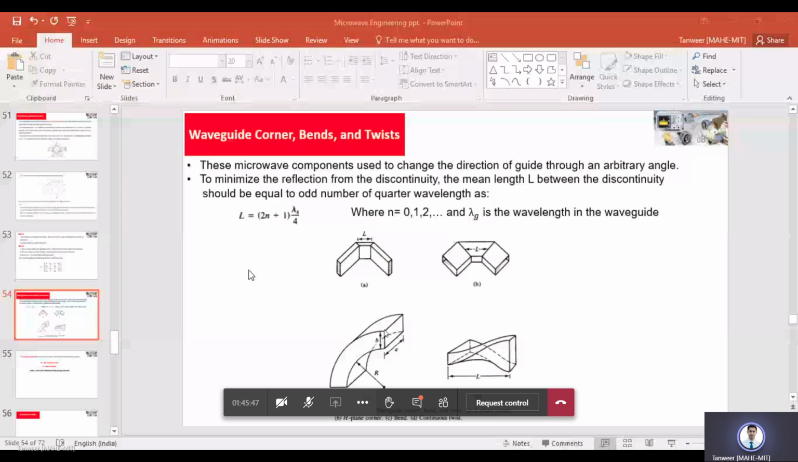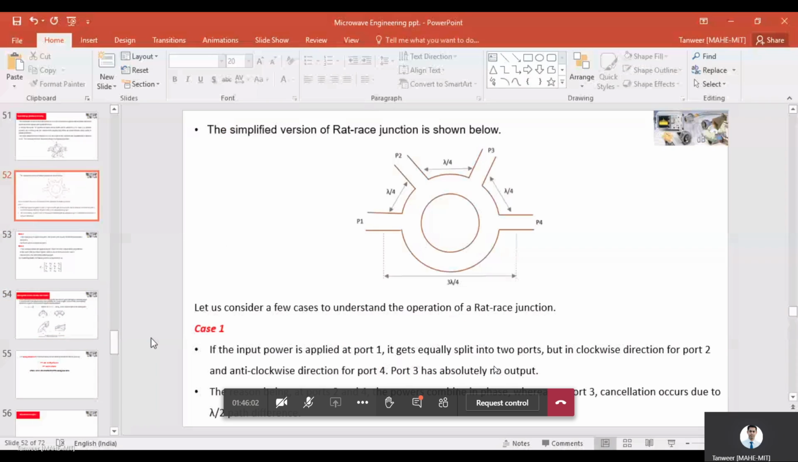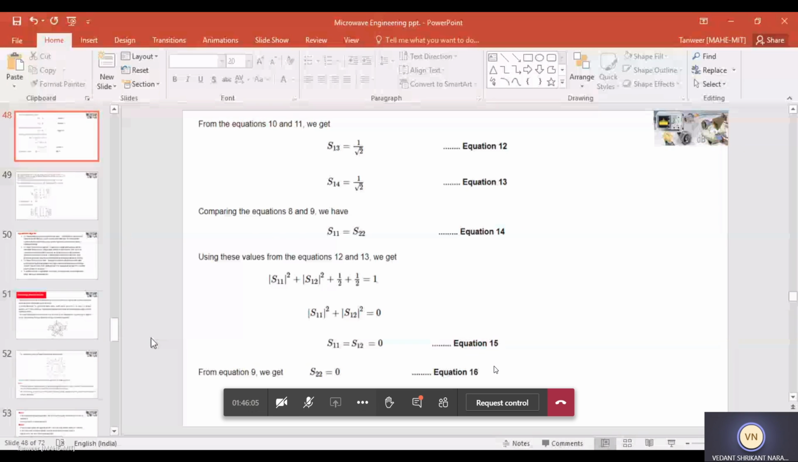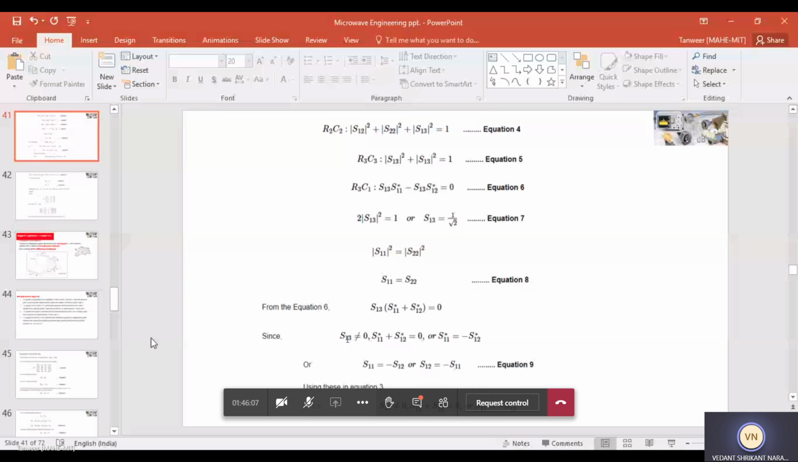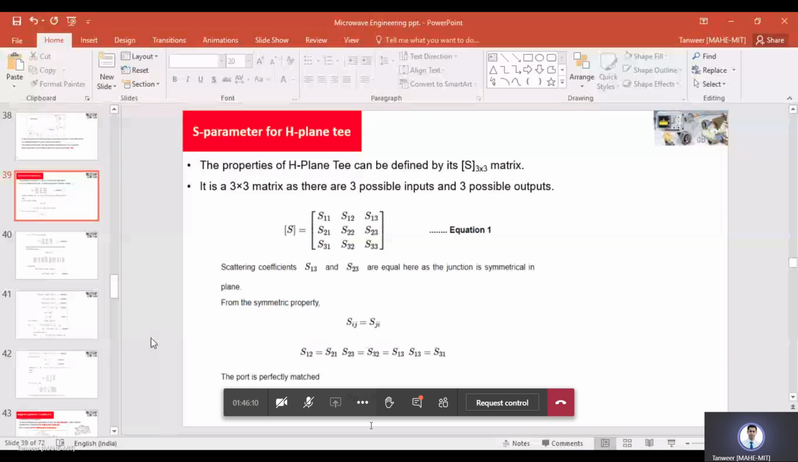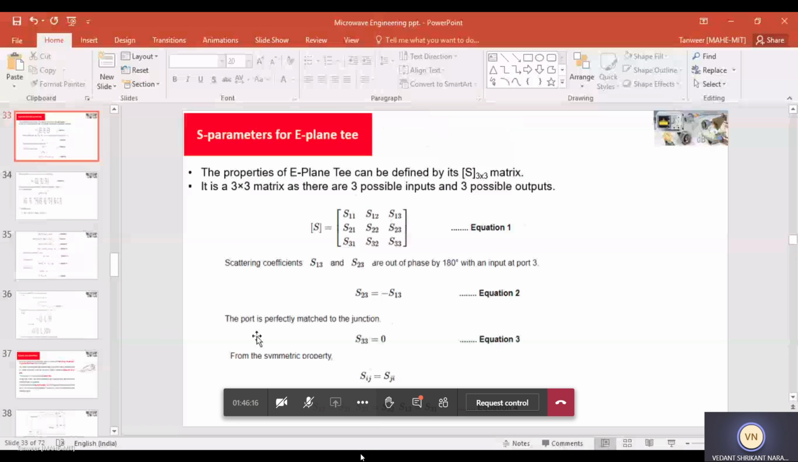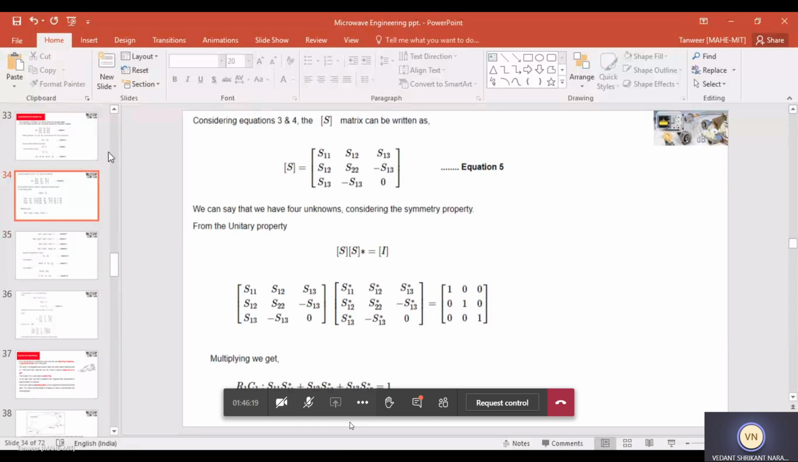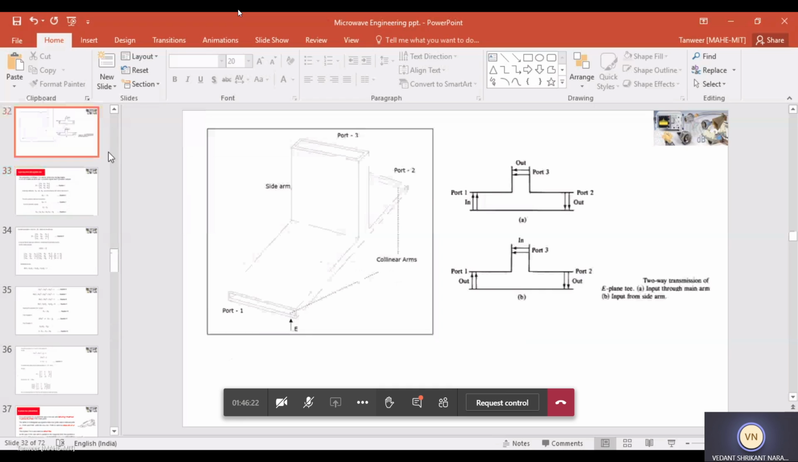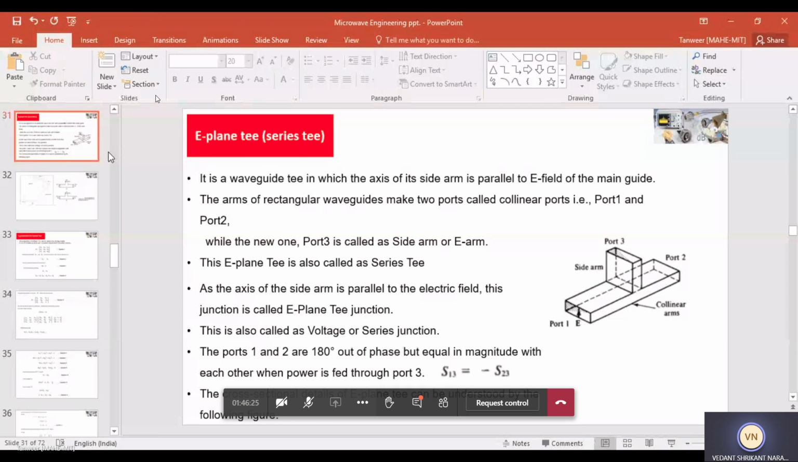Sir, I have a fundamental doubt about the E-plane T. Can you go to that slide of the E-plane T? Are you able to see the slide? I am able to see the slides, but not the E-plane one. Can you show the diagram of that E-plane T? Sir, in port 1 and port 2, why is the phase shifted by 180 degrees? I'm not able to understand that.